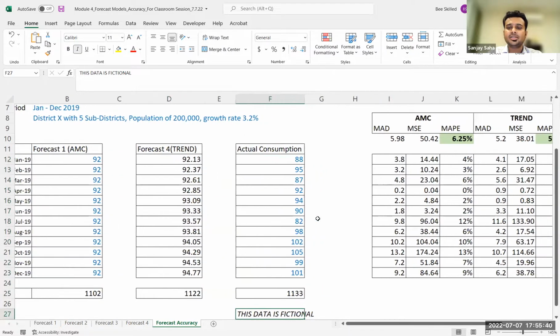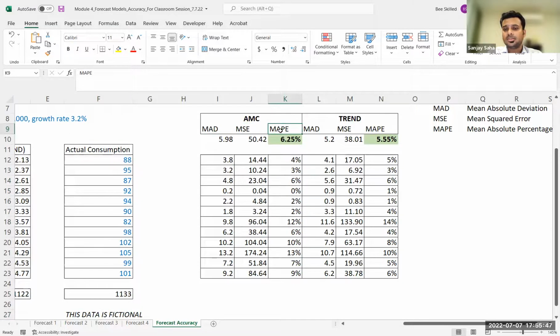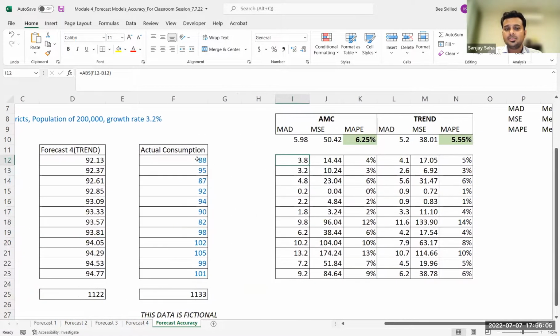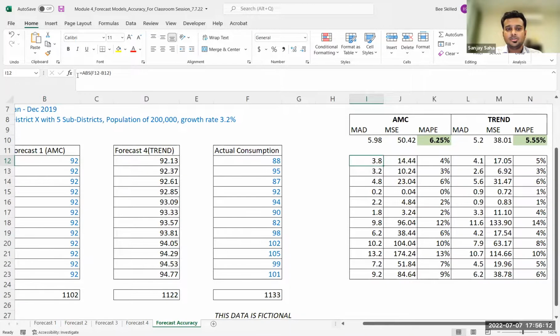Okay. Now we have these 3 methods which I showed you: mean absolute deviation, mean squared error, mean absolute percentage error. So we'll identify all these 3 for the AMC forecast and the trend analysis forecast. To calculate mean absolute deviation, first of all, we calculate the deviation between the actual consumption and the forecast. So what is the deviation between these? So if we do the deviation here, F12, which is actual, minus B12, which is the forecast using AMC. The reason why I've added this ABS formula here, which means absolute, is so that it does not show the error in negative format. So it always shows it in the positive form.